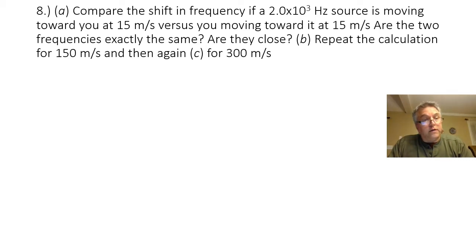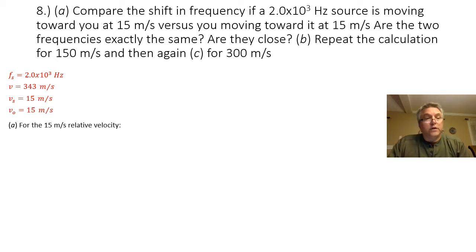So the frequency of the source is 2.0 times 10 to the third hertz. Again, I'm not specifying an air temperature or a speed of the sound wave, so we're going to assume room temperature of 20 degrees Celsius, and the speed of the sound wave will be 343 meters per second. The velocity of the source is 15 meters per second, and the velocity of the observer when they are the one moving is 15 meters per second. To do it for the 15 meter per second velocity, first I'm going to do the source moving at 15 meters per second and the observer being stationary.